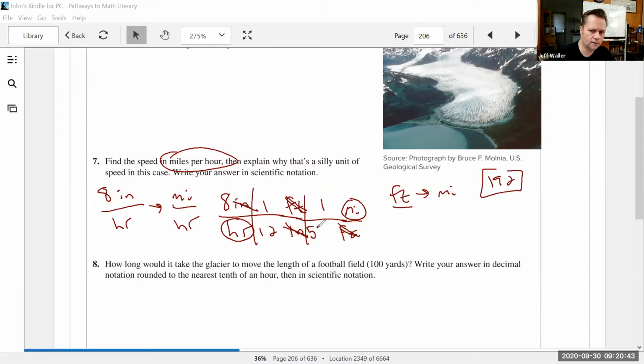I think it's 5280. There you go. Okay. And now you just do 8 divided by 12 divided by 5280, and you get that crazy small answer that Nikisha got.